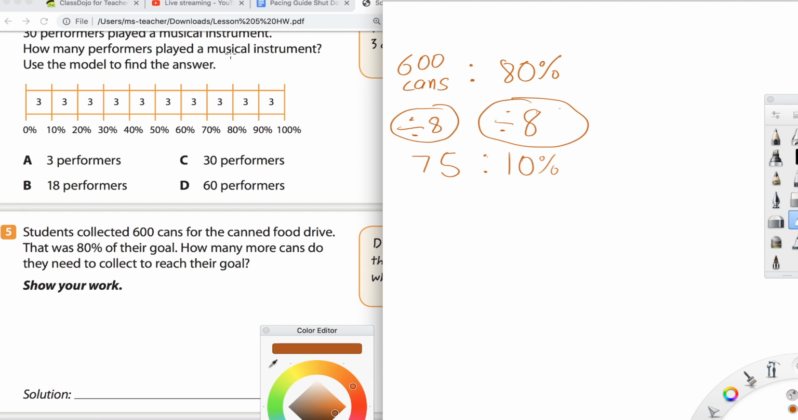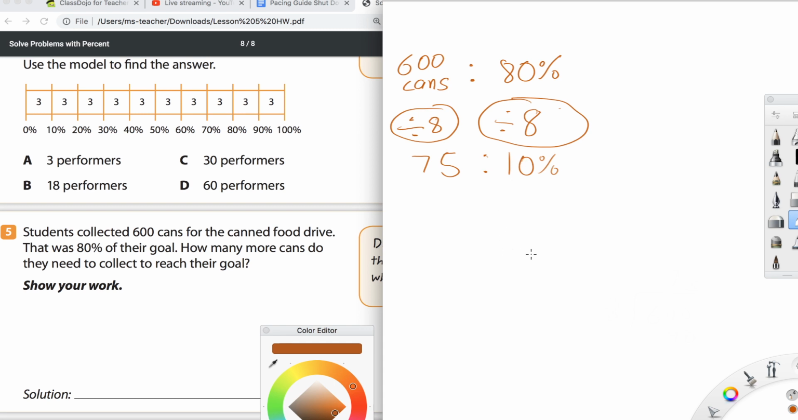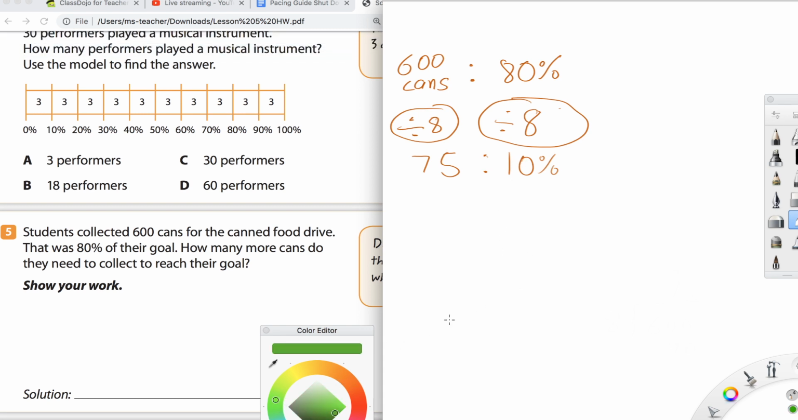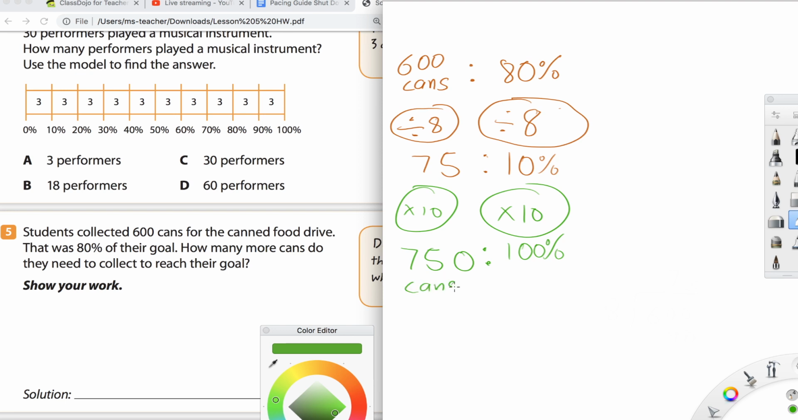Now that means we have 10%. We want to get to 100%. So how do we get from 10 to 100? What do we multiply 10 by? We multiply it by 10. And whatever we do on one side, we must do to the other side. Right here, we put the 75 down, and then we add a 0, and that's our answer. So that means that 750 cans was their 100%, their original goal.